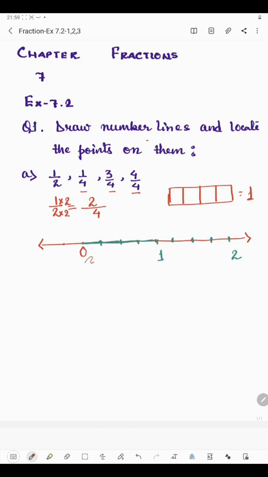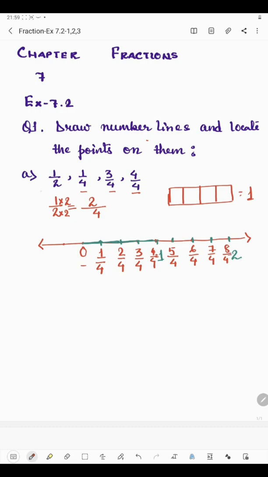Now after 0 we will start from 1, but the denominator will remain the same. So it's 1 by 4, after 1 then 2 by 4, then 3 by 4. Now after 3 is 4 by 4. Now 4 by 4 is 1. Okay, 1 is already there. Now 5 by 4, after 4, 5 comes. The denominator will remain the same. Then 6 by 4, 7 by 4. Then after 7 is 8 by 4, and 8 by 4 is 2.